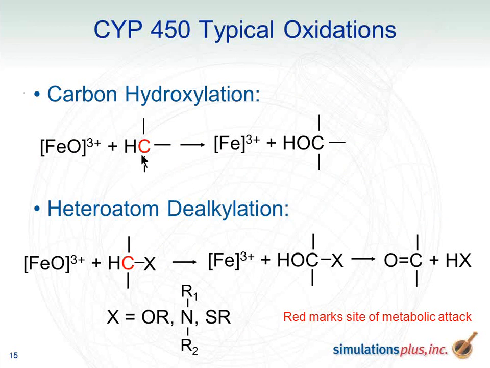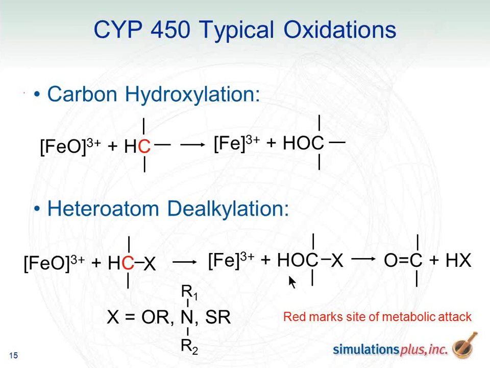So an oxygen atom is added between carbon and a hydrogen to form an alcohol. This carbon can either be an alkyl carbon or an aromatic carbon. Heteroatom dealkylation is formed from, again, hydroxylating the carbon atom next to the heteroatom, where the X can be O, N, or thiol.